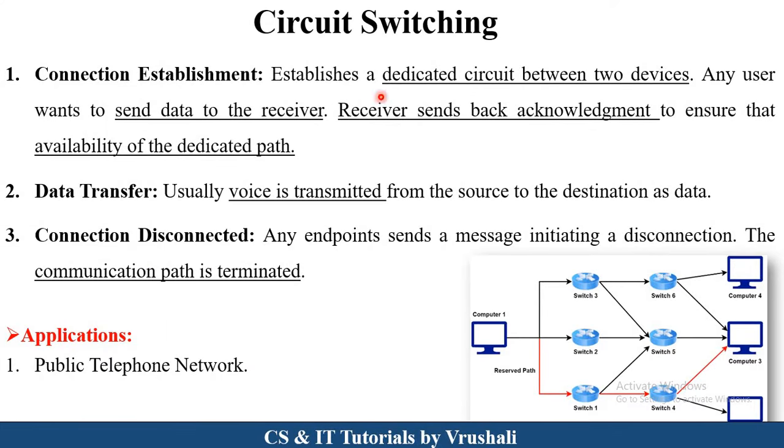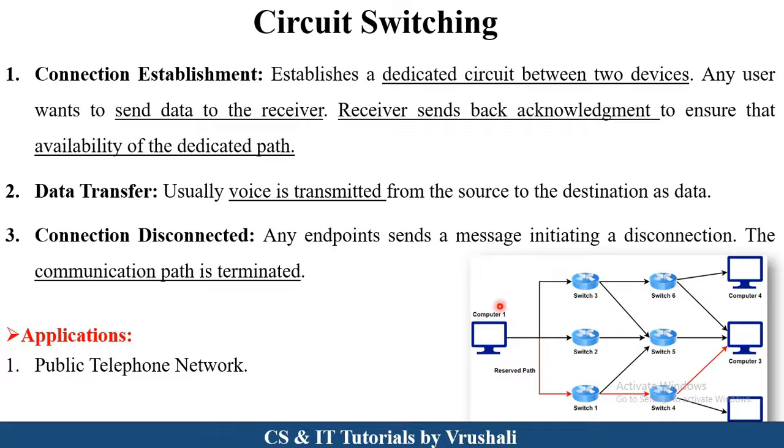Now, the first topic is what exactly is circuit switching. This circuit switching technique works in three steps: establish the connection, data transfer and disconnect the connection. See here in this image, this is the structure of circuit switching. There are computers 1, 2, 3 and 4. Four devices are present in the network and there are multiple switches. We use switches when multiple devices share the same communication channel.